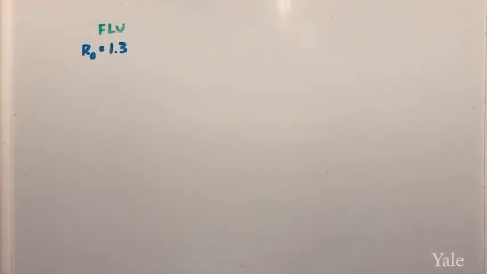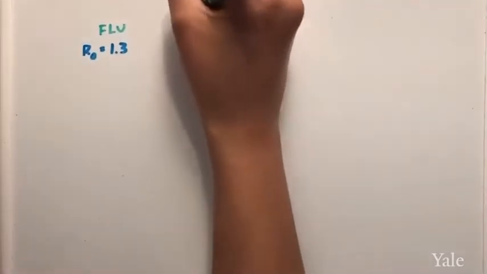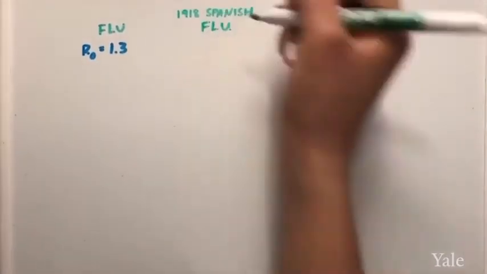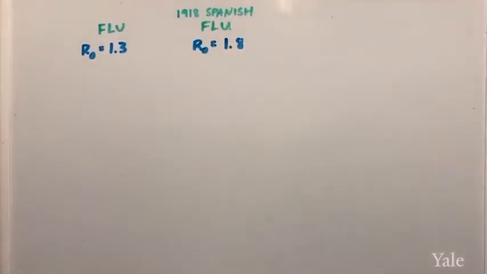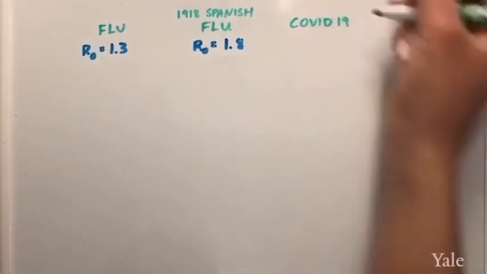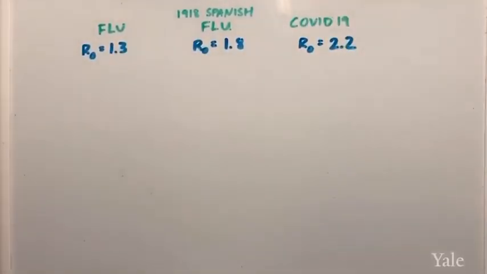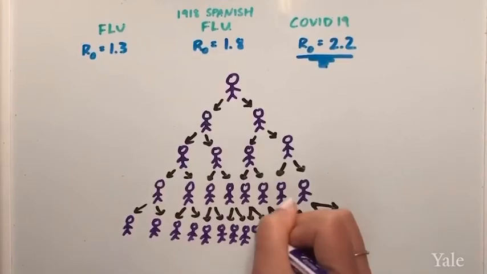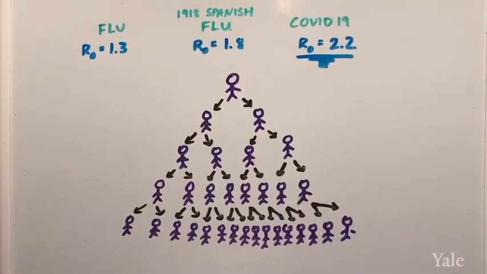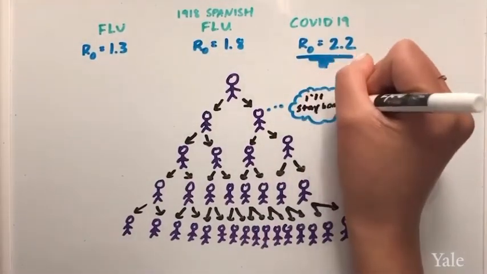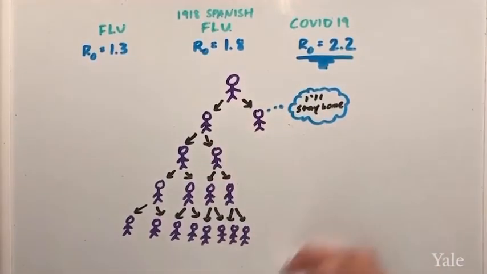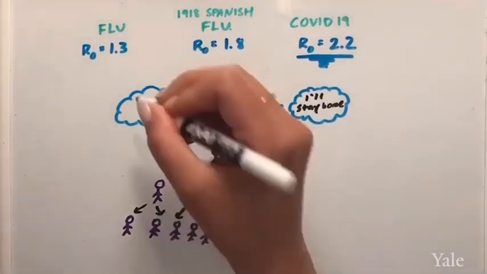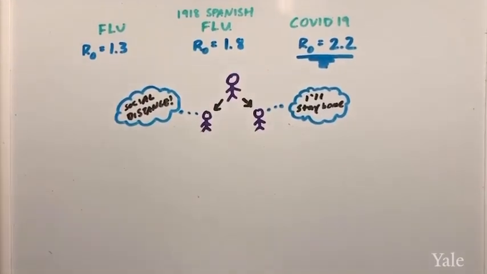For comparison, the average R0 of the seasonal flu is around 1.3. The R0 of the devastating 1918 Spanish flu was 1.8. The R0 of COVID-19 is estimated to be 2.2. Even if we round down to 2, you can see how quickly just one infected person can spread the virus to tons of people. But if just one person takes their social responsibilities seriously and stays home, look how much spread they can prevent. This is why everyone needs to follow the CDC guidelines and stay home, so we can delay the number of cases.